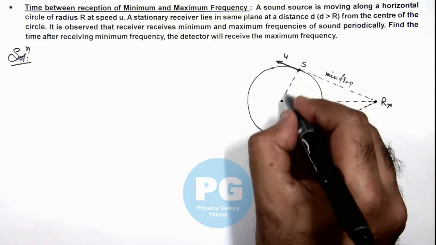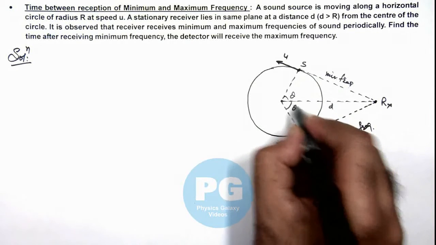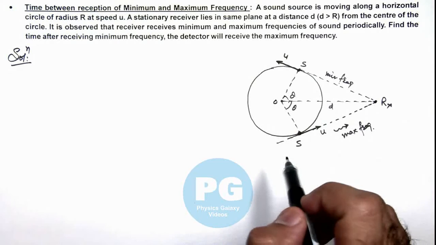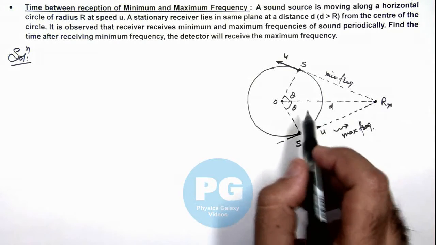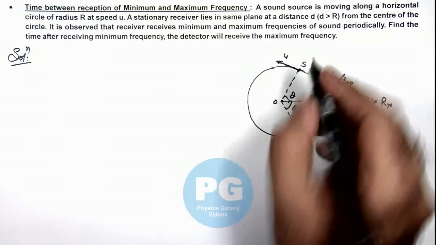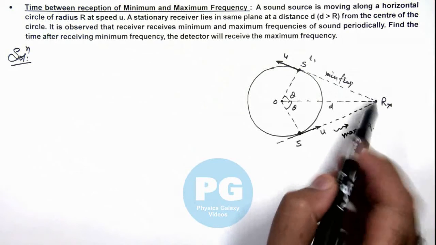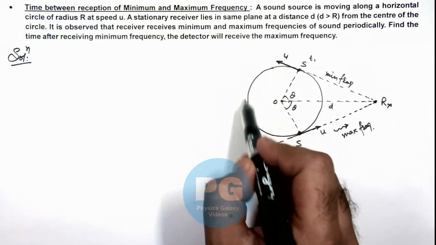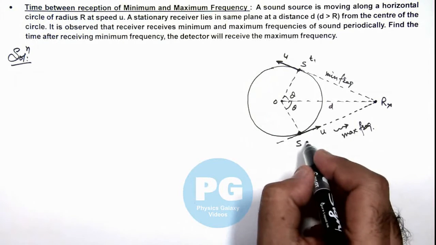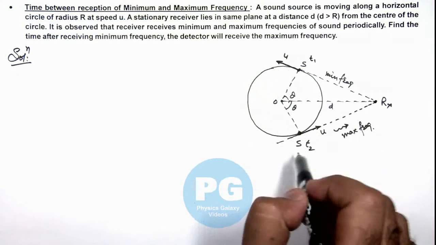In this situation, if we talk about these two locations, if these are at an angle theta from the line joining the center of the circle and the receiver, then we need to find the time after receiving minimum frequency that the detector will receive the maximum frequency. So if this is time t1 when the receiver will be receiving a minimum frequency, the source will travel along this path and reach over here, the position where it receives maximum frequency, say at time t2, then we are required to find t2 minus t1.